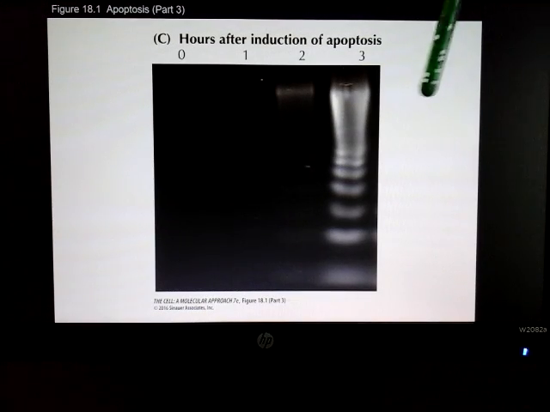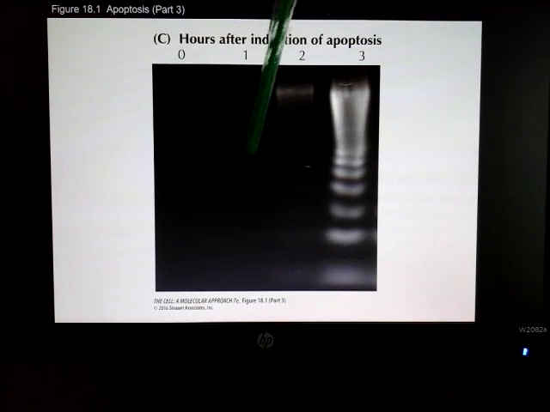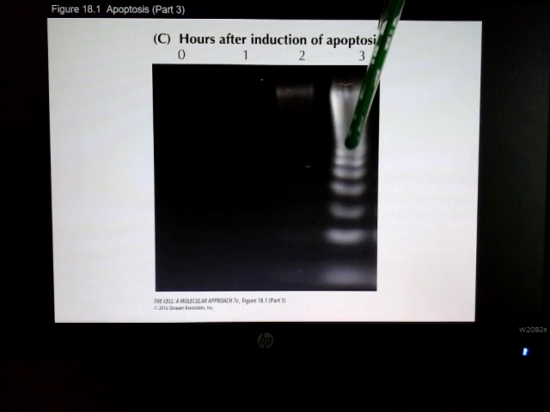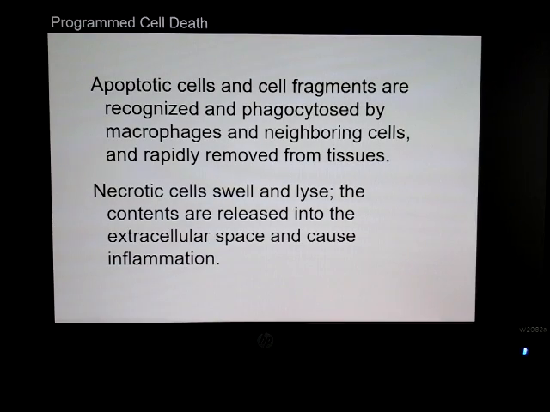Also, this is a great example, guys, of what happens to the DNA. So up here would be high molecular weight DNA, and you can see as time goes on, you're getting fragmentation that's occurring. So basically, these fragments then are phagocytized by our macrophages, and they're removed from tissues. Now, with necrotic cells, they will swell, and then they lyse, and then their contents are released into the extracellular space. This quite often then is going to cause inflammation.